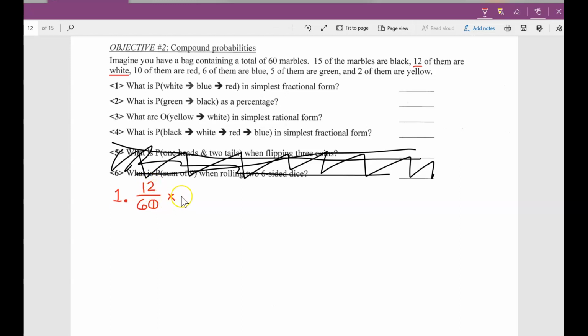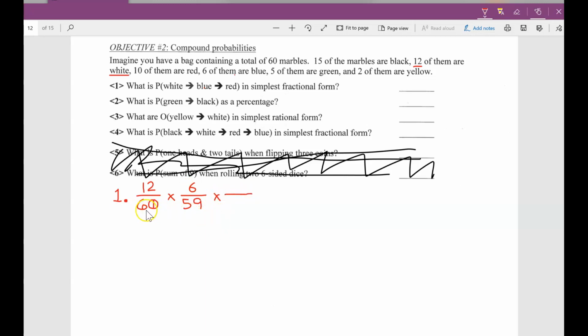Multiplication symbol. Now, here's the thing. Once we pull that first white marble out, we're not putting it back in. We're setting it off to the side. So now instead of there being 60 marbles in the bucket, there are 59 marbles in the bucket. How many of them are blue? 6 of them are blue. That's our numerator.